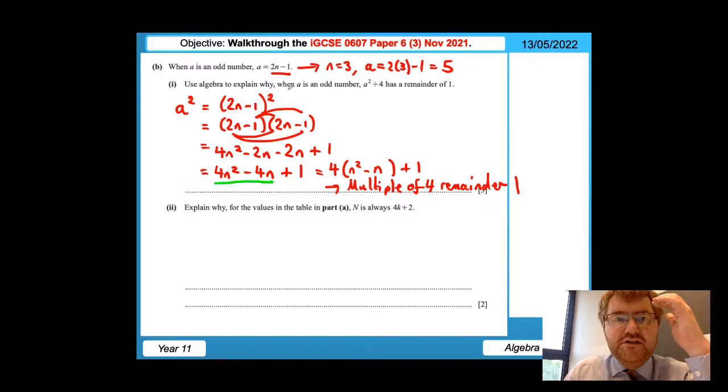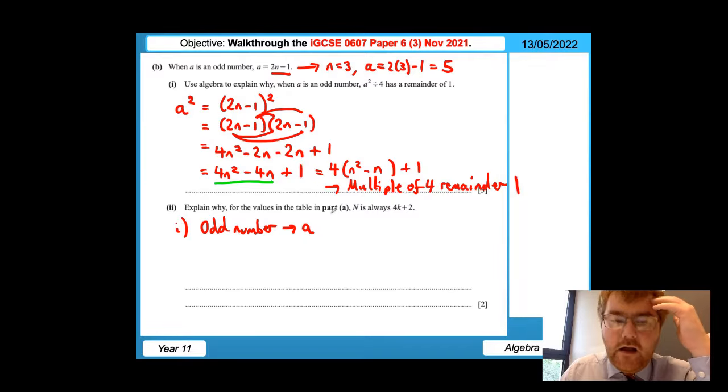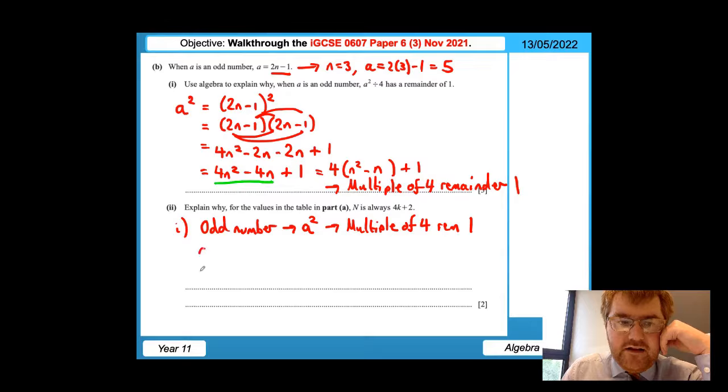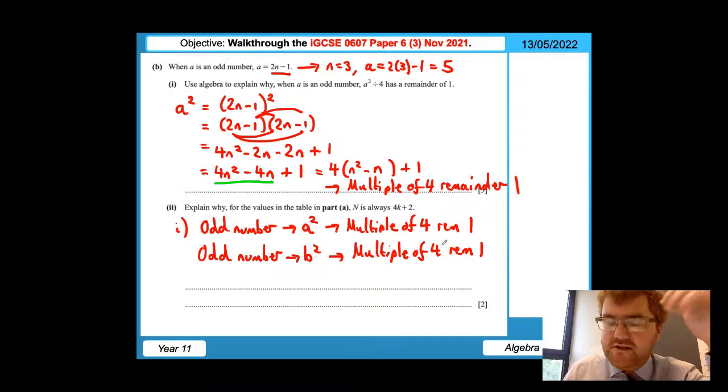So if we go back to what we just did in part B, so an odd number, so you've got a here, for example, that's always going to give you a, a squared, a multiple of 4, remainder 1. Now if we take our next odd number, which is going to be b, so b squared, that's going to be exactly the same. It's going to be a multiple of 4, remainder 1. The same as what we worked out in part B.